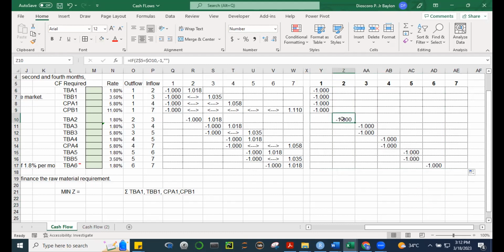-1. Is this -1? Let's check. This is month 2. This is outflow month 2. The same, 2 and 2. So it should be -1. This is 3. This is also 3, -1. This is month 2. The inflow is 4. The outflow is 4. So it should not contain any value. Okay, so that addresses your outflow factor of -1.